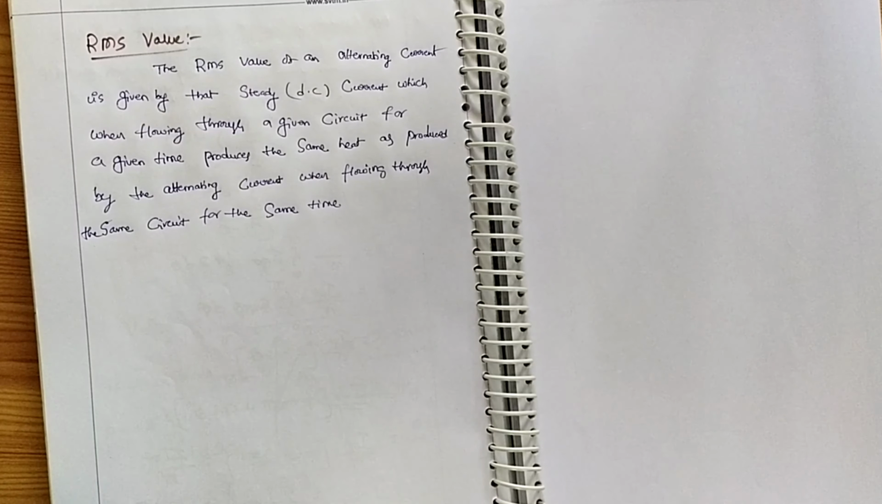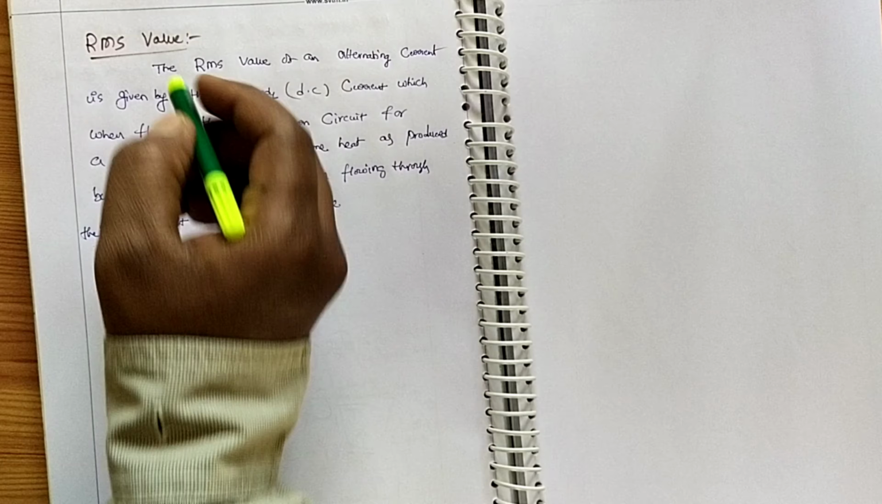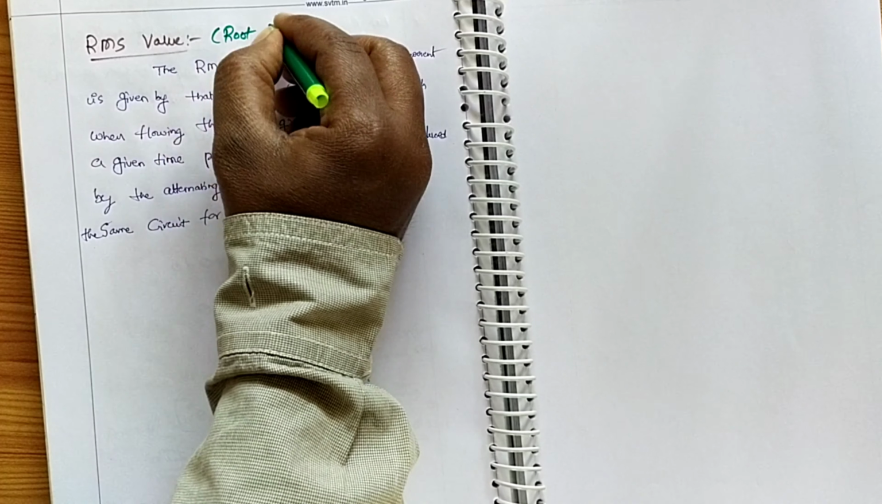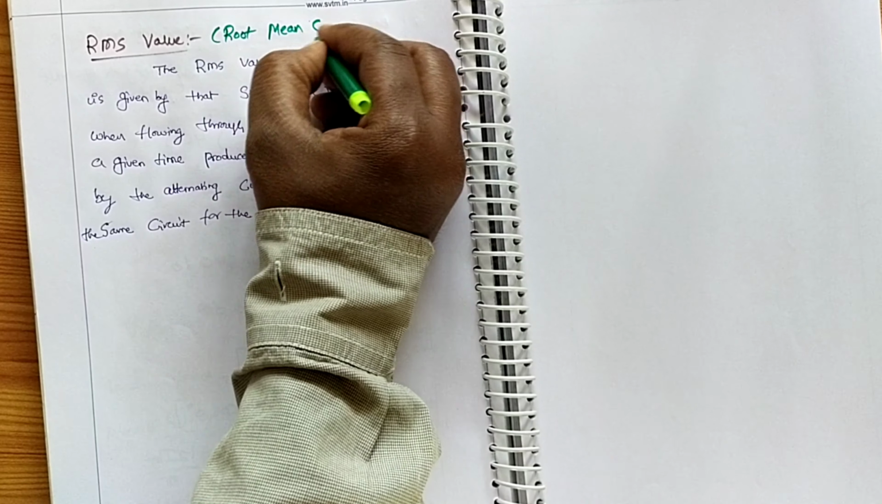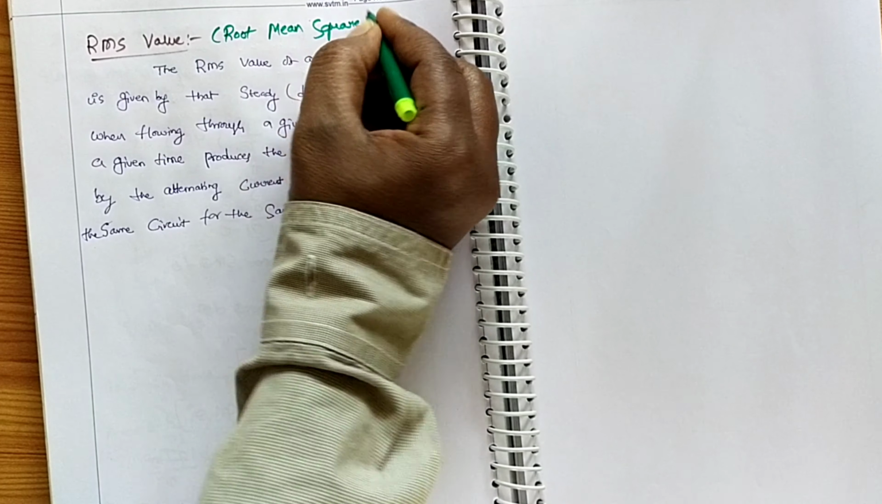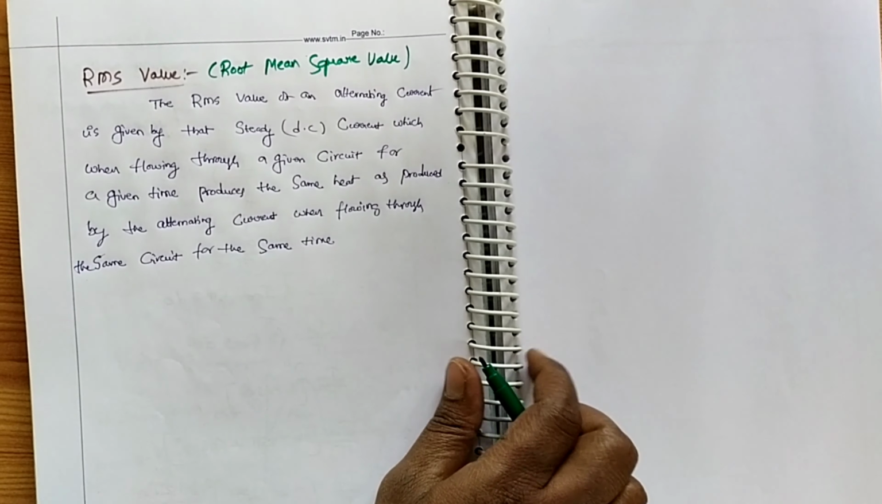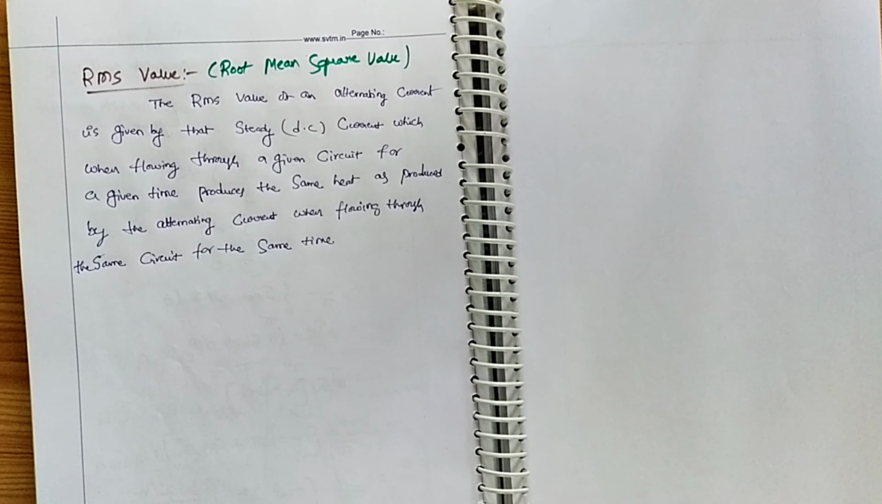Now we go for RMS value. What is RMS value? It means root mean square value. RMS value is nothing but root mean square value. Now what is the definition of RMS value?